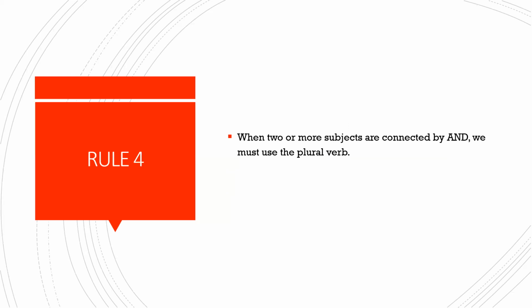All right, here's the fourth rule for you. When two or more subjects are connected by and, the word and, we must use the plural verb. This is an example. The cow and goat are running a race. Now, why are we saying are? Because we're not talking about only the cow or the goat. We're talking about both the cow and goat. They both are running a race. All right? And hence are.